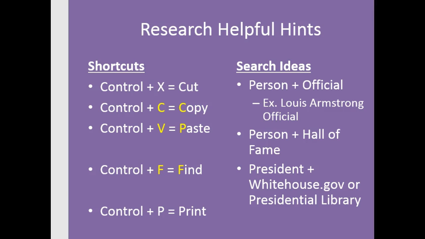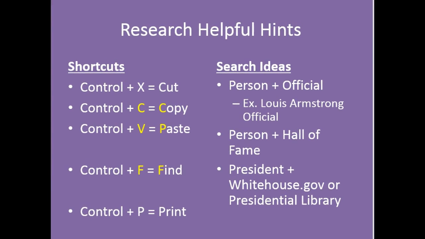Some other research helpful hints. If you use Control X, that will cut things from like the web address. Control C is a way to copy the web address. So if I go to goo.gl and I want to copy a URL into it, I would do Control C to copy the website, and then I would Control V, paste it into goo.gl. Control F is one of my favorite features, not just because it starts with a letter F like favorite, but because it is a Control F for finding information. I'll show you how to do that in a minute.